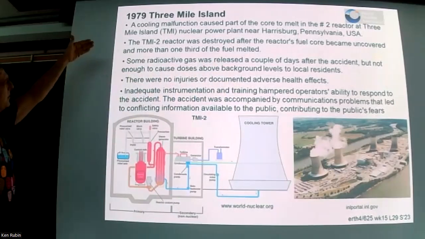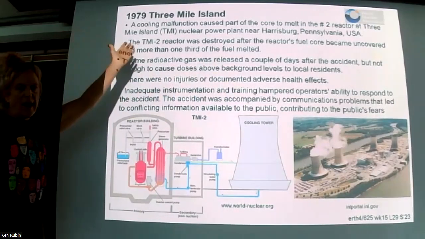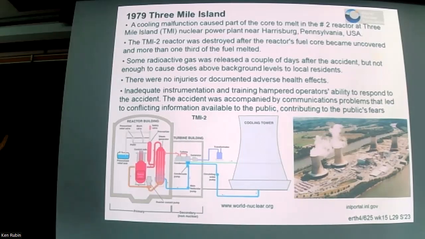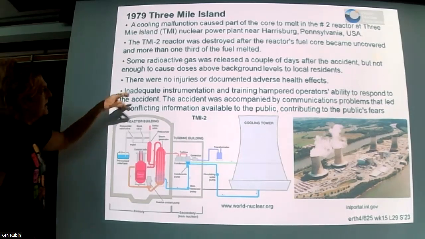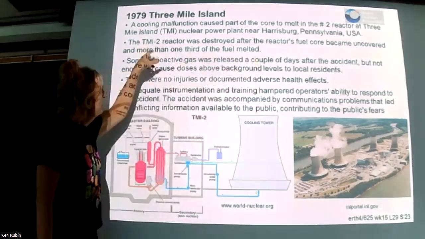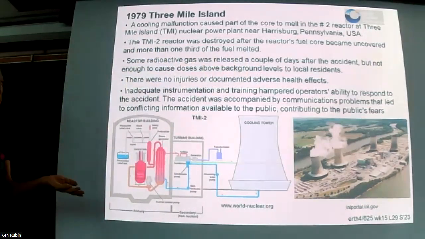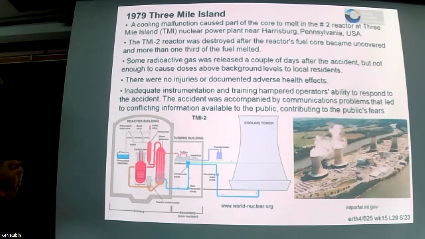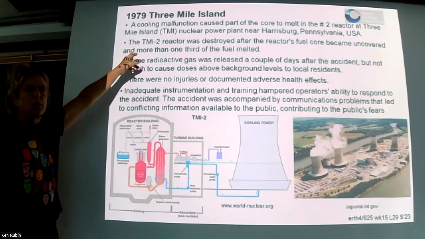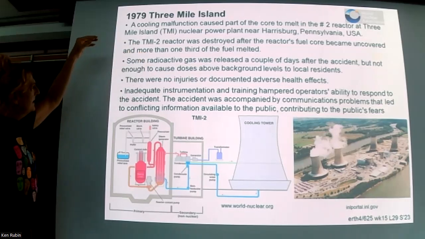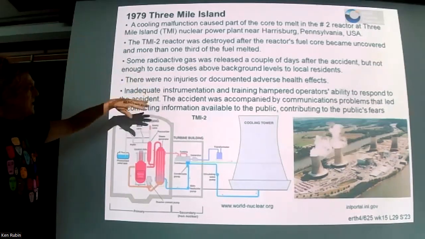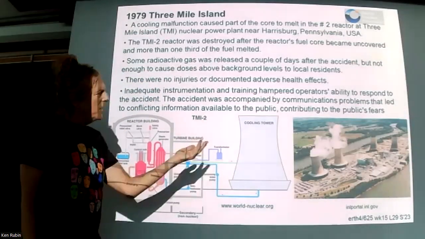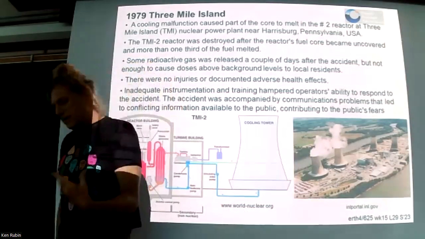And basically what happened is there was one of the reactors. Many of these power plants have multiple reactors, right? So reactor 2 was destroyed because the reactor core became uncovered with water. Water's in there to help moderate the temperature and control the rate of the reaction so it doesn't go supercritical. So about 1/3 of the fuel melted. And there were no injuries. There have been no documented adverse health effects. There was a small amount of radioactive steam that was released, but it was pretty well controlled.